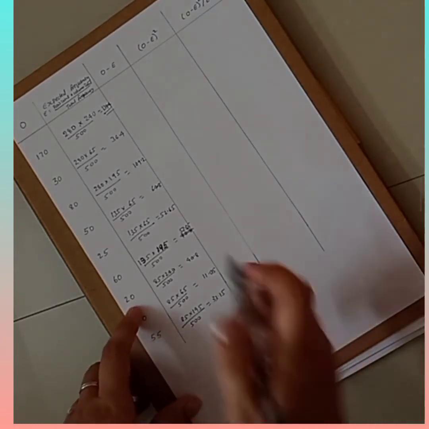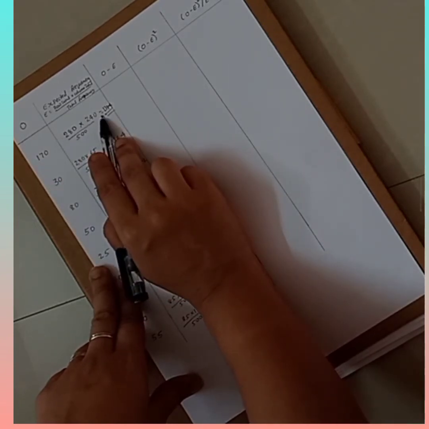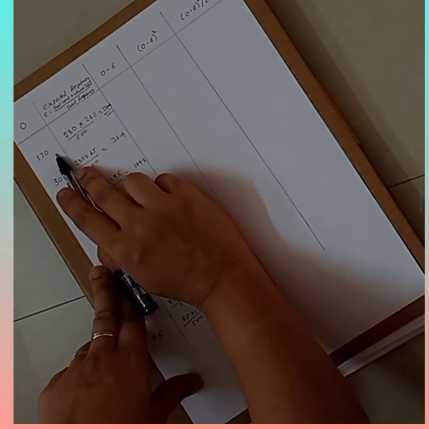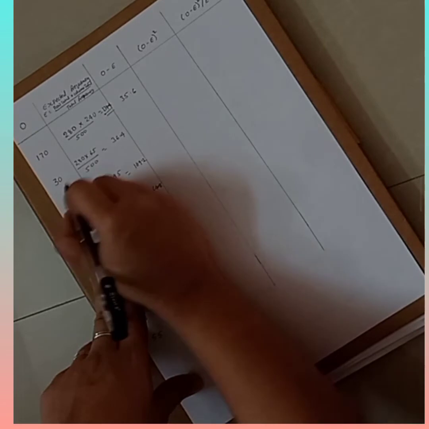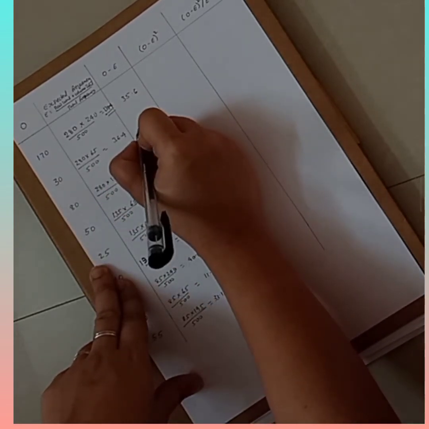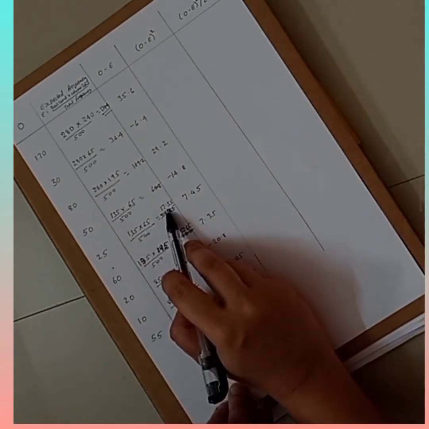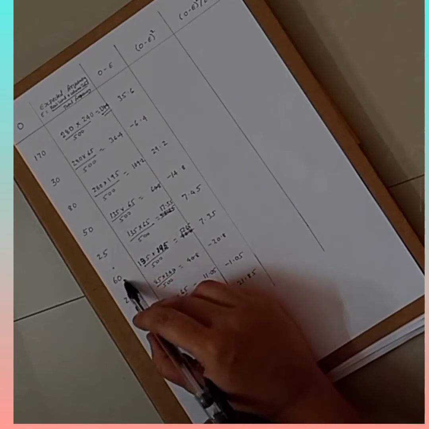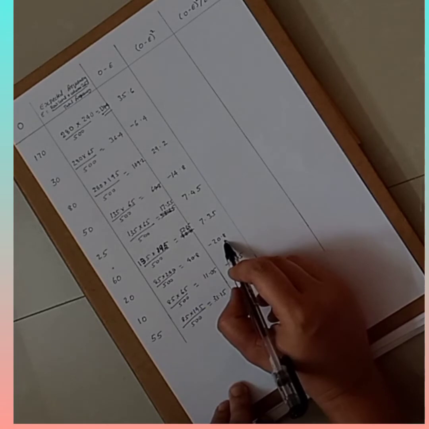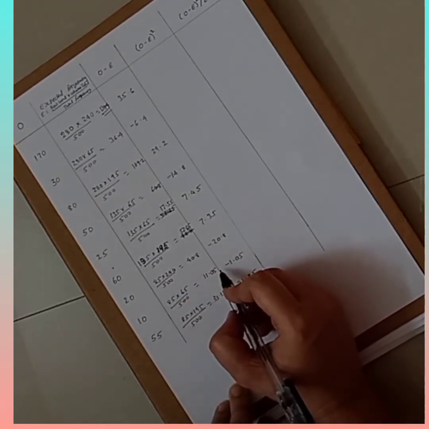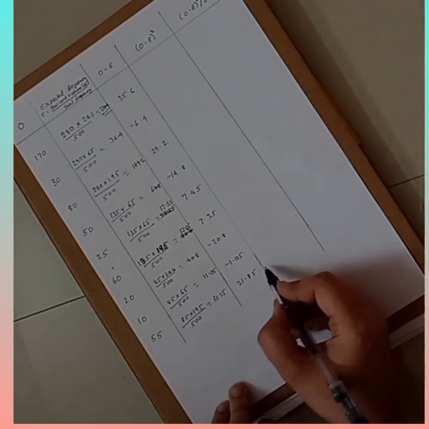Now everything remains the same. O minus E: the observed frequency is 170 and the expected is 134.4, right? So 170 minus 134.4 will give you 35.6. 30 minus 36.4 will give you minus 6.4. Then 25 minus 17.55 is 7.45. 60 minus 52.65 is 7.35. 20 minus 40.8 is minus 20.8. 10 minus 11.05 is minus 1.05. 55 minus 33.15 will give you 21.85.